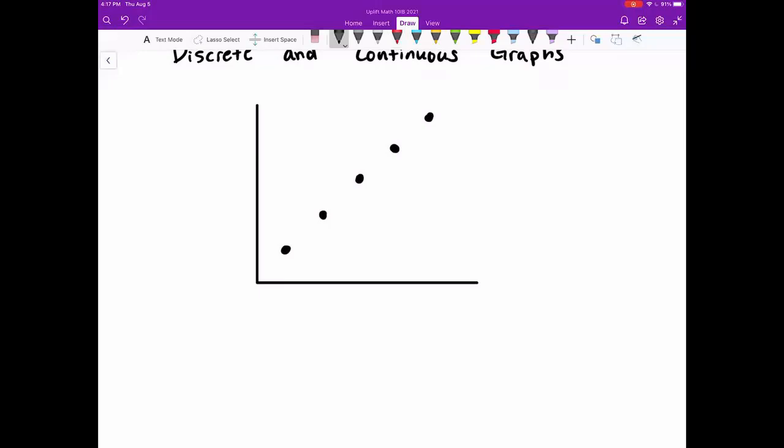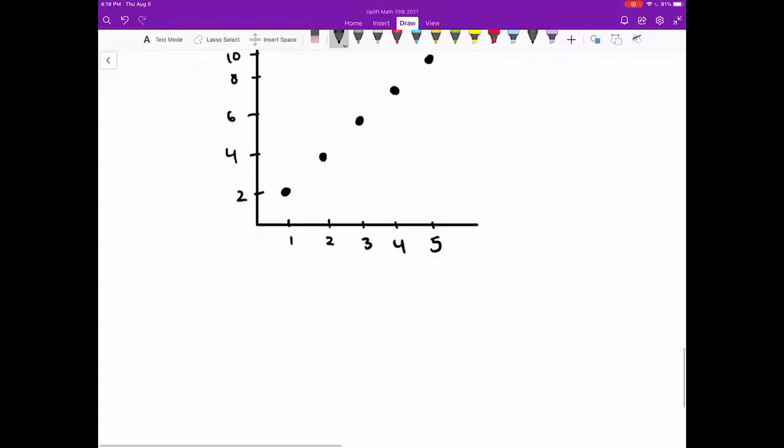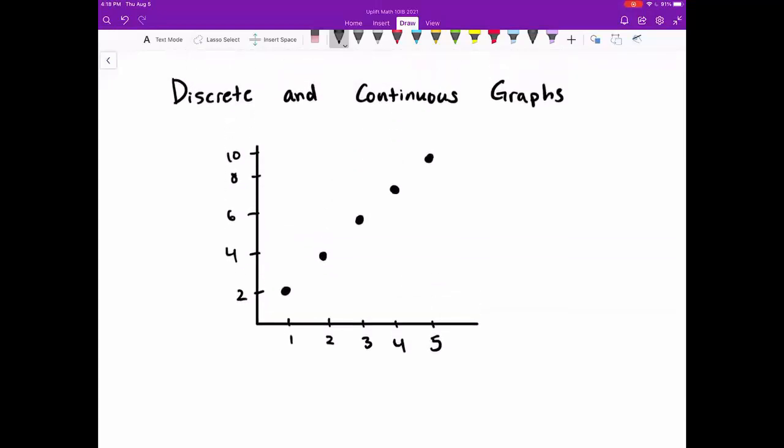So for example, if we have 2, 3, 4. So for example, if we buy one apple, this would cost us $2. If we buy two apples, it would cost $4, and so on. What this graph really tells us is that we cannot buy any non-integral values. So we cannot buy 1.5 apples, we cannot buy 1.7 apples, we cannot buy 2.5 apples. So only use discrete graphs when x cannot take on certain values.